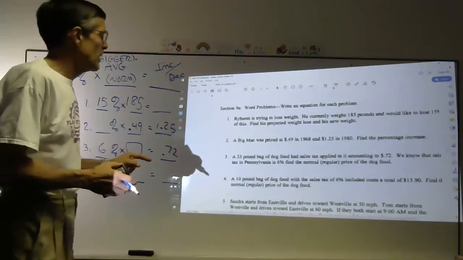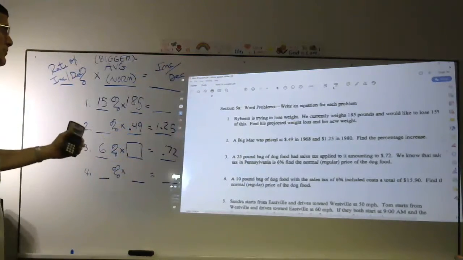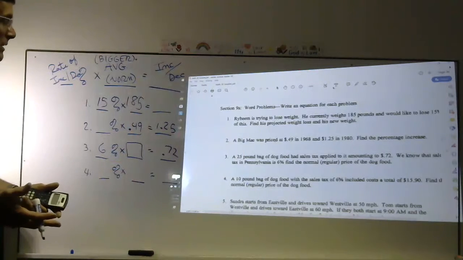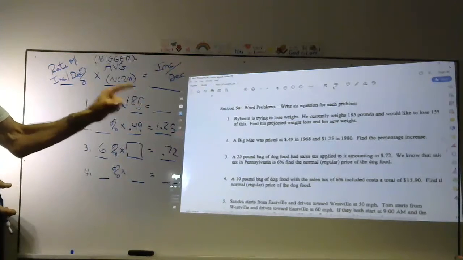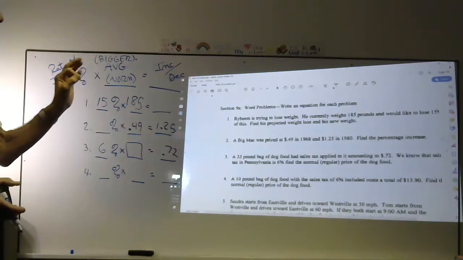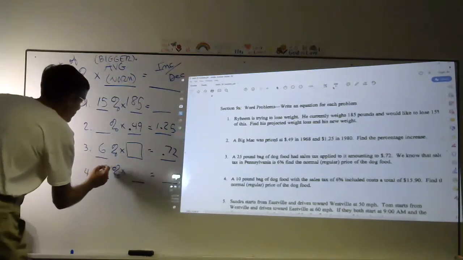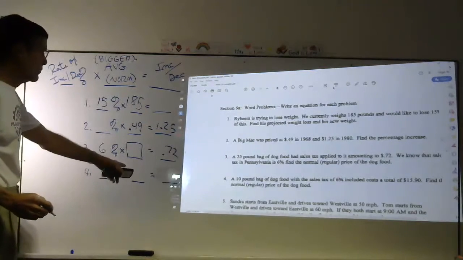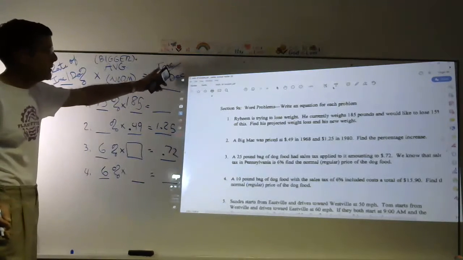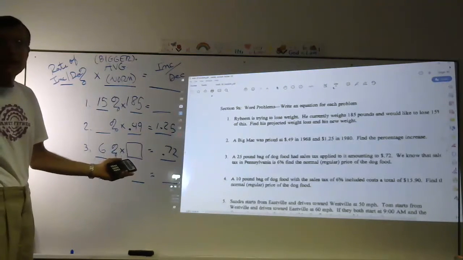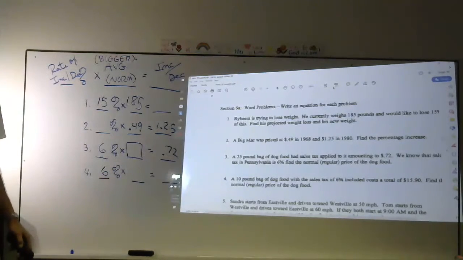Number 4, a 10-pound bag of dog food with a sales tax of 6% included costs a grand total. So when you picked that bag of dog food off the shelf, the price was not $15.90. The price is $15.90 at the cashier because the cashier is charging you the 6% sales tax. Okay, so I know it's a 6% sales tax. The normal price of the dog food, I don't know. What about the increase in price? I don't know that either. Yikes. I've got 2 blanks missing. These are the tricky ones.